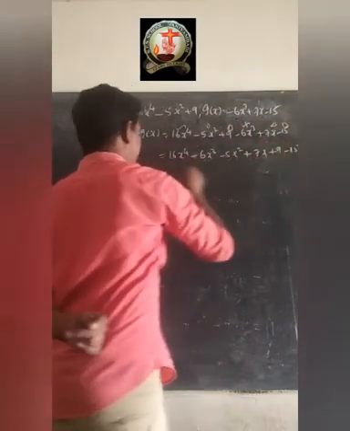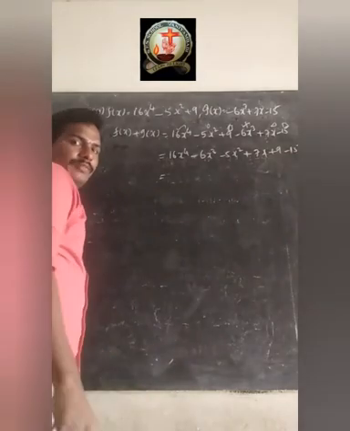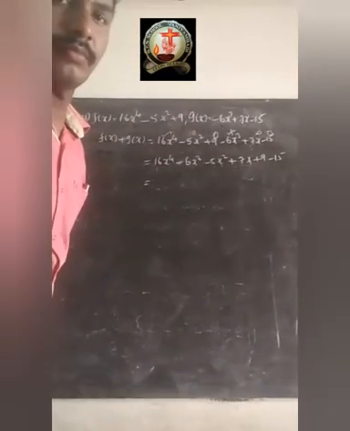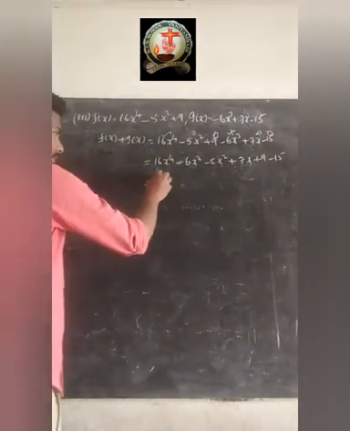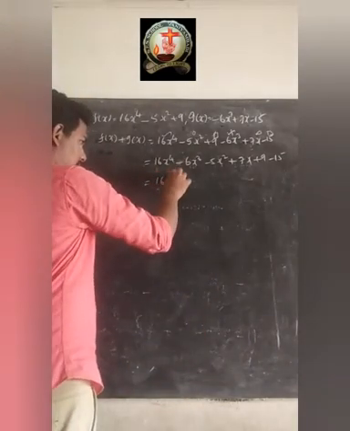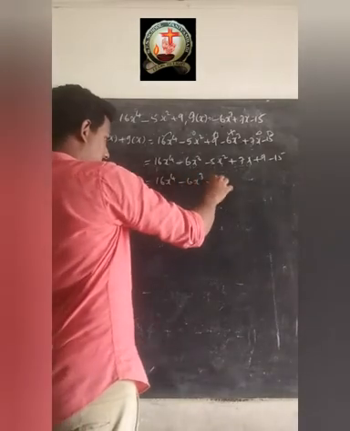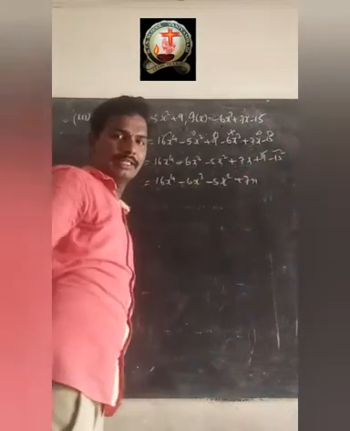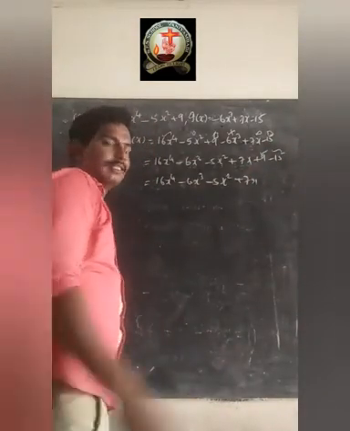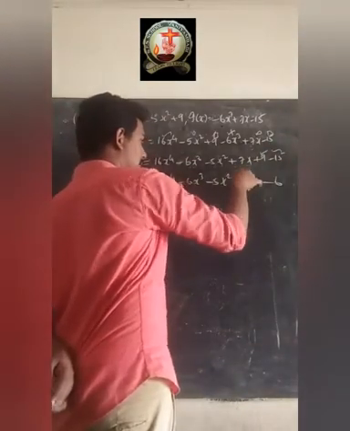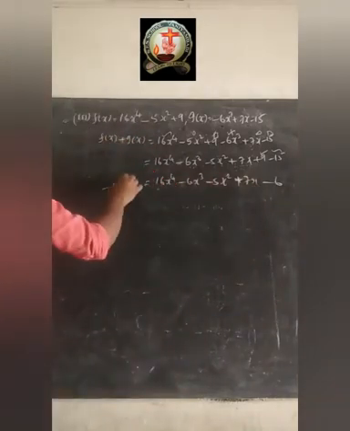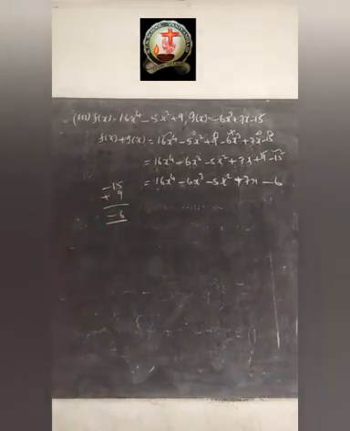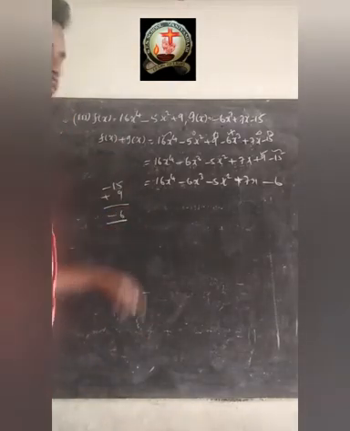9 minus 15. So 16x power 4 minus 6x cube minus 5x square plus 7x. 9 minus 15 answer is minus 6. So minus 15 plus 9, with different signs, subtract and give the larger number's symbol, minus 6. Okay, this is the answer for this question.